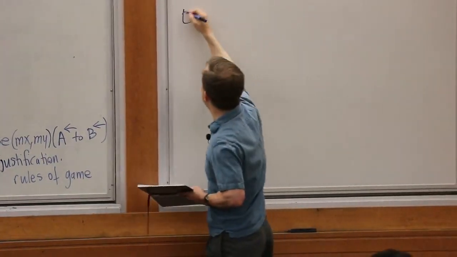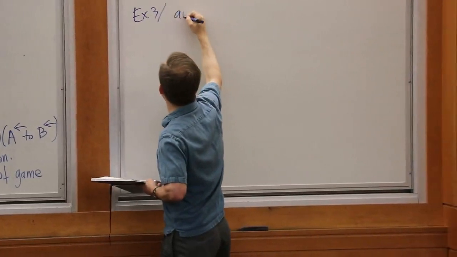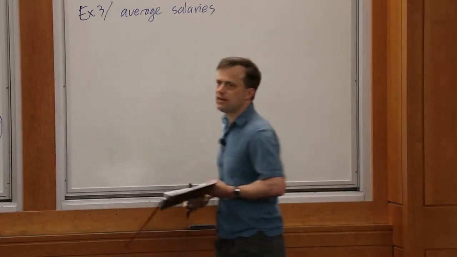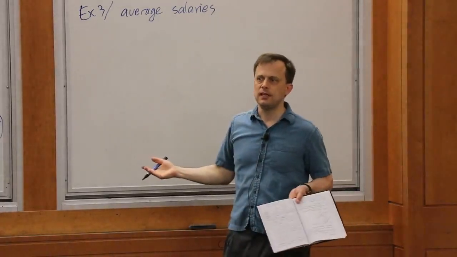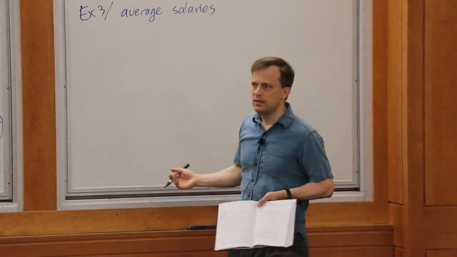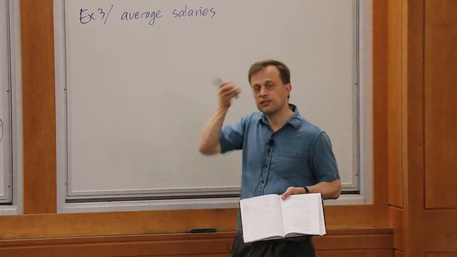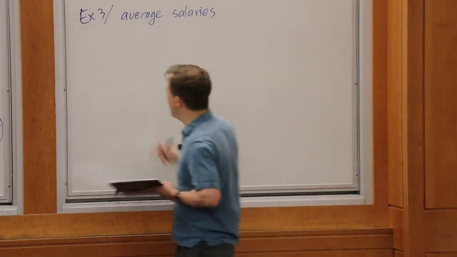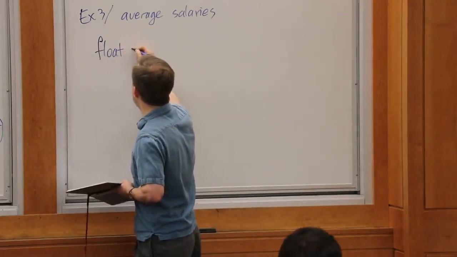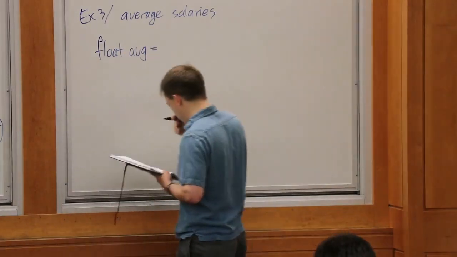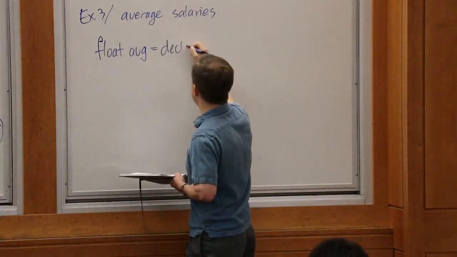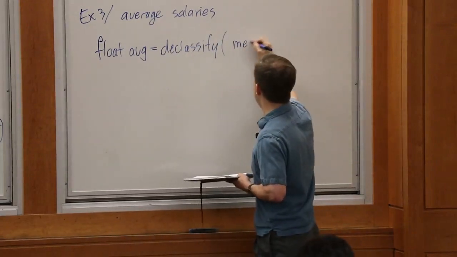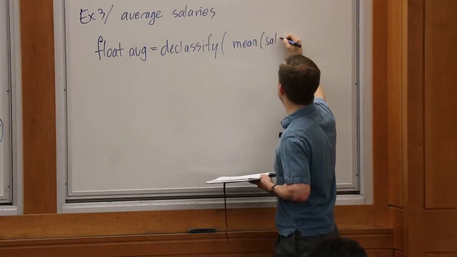How about a third example? Suppose we want to compute the average of a set of salaries. So each of the salaries is confidential, right? So we would like to compute the average of the salaries in such a way that it doesn't leak anybody's salary. So how do we do that? Well, we'd probably write something like this. We say, take the float, compute the average, set that to be the declassification of the mean of all of the salaries.